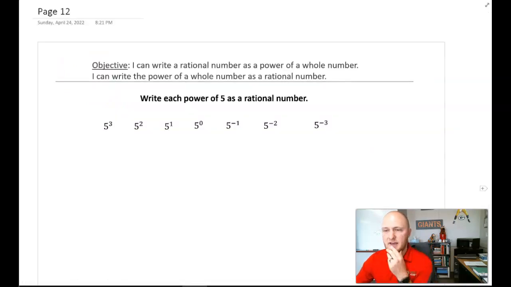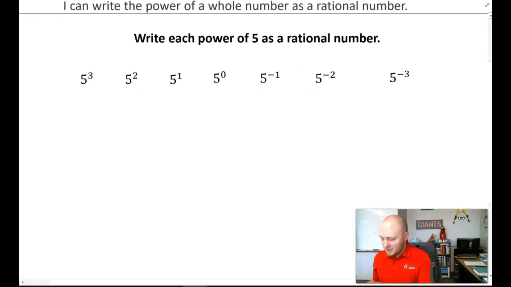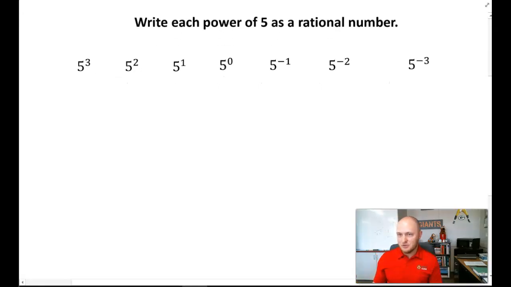Okay, we're going to go ahead and do 5, 6, 7, 8. Sounds like a song. So we're going to write these as rational numbers. All right, 5 to the power 0, 1. 5 to the first, 5. 5 to the second, 25. 5 to the third, 125.